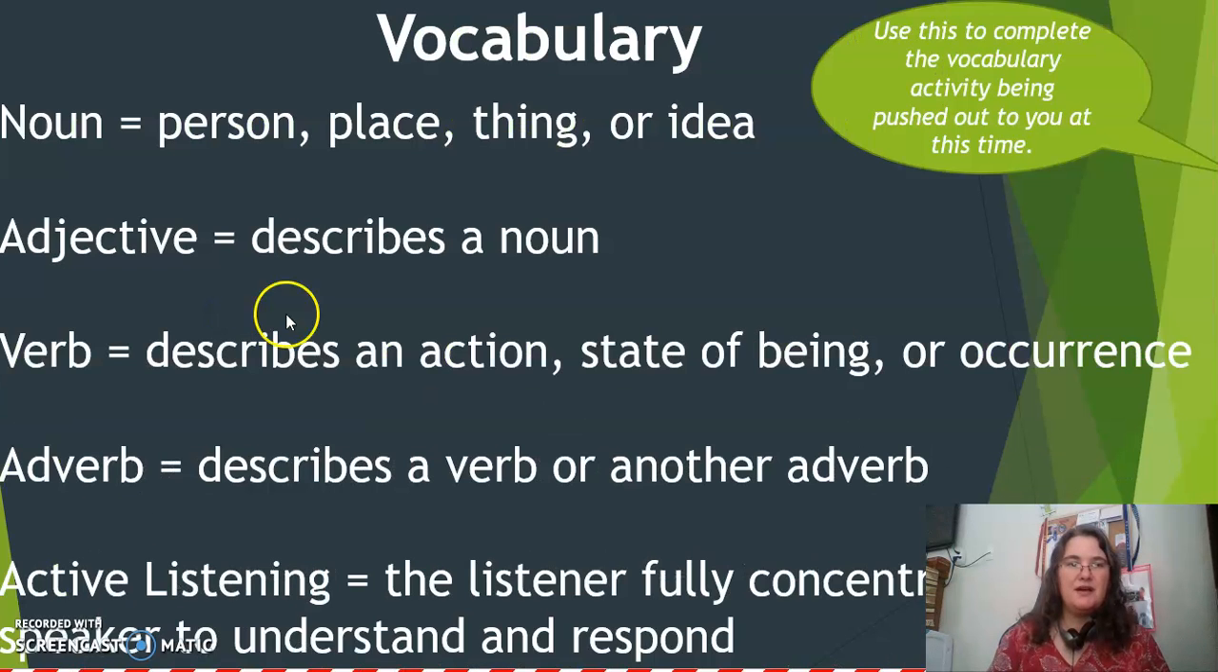So, the big thing is you need to know the vocabulary. Noun: person, place, thing, or idea. Adjective: it describes a noun. Verb: it describes an action, state of being, or occurrence. Adverb: it describes a verb or another adverb.